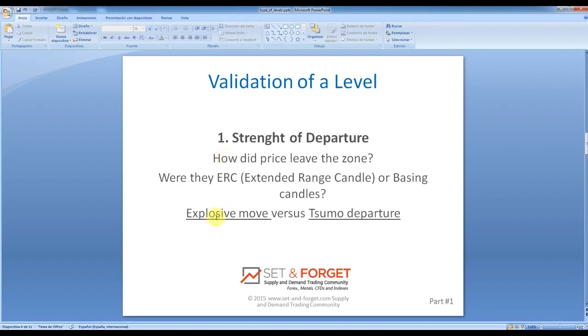Was it an explosive move, or was it a slow move like a sumo departure? There's a sumo player, the fighters in Japan. Big guys. They don't move very fast. They are strong, but they are not very fast. Were they ERC candles, extended range candles, or were they basing candles? Because the stronger the departure, the more ERC candles we have on departure, the better.